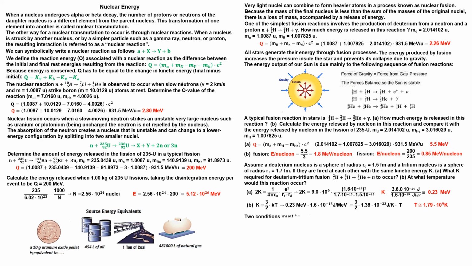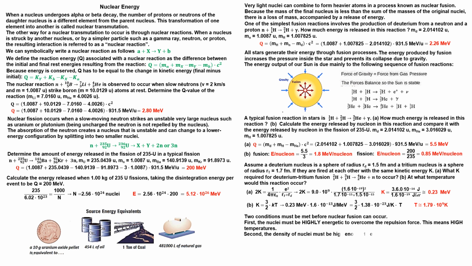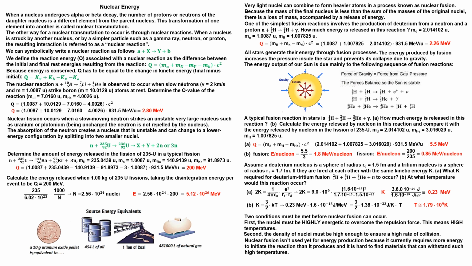2 conditions must be met before nuclear fusion can occur. First, the nuclei must be highly energetic to overcome the repulsion force. This means high temperatures. Second, the density of nuclei must be high enough to ensure a high rate of collision. Nuclear fusion isn't used yet for energy production because it currently requires more energy to initiate the reaction than it produces, and it is hard to find materials that can withstand such high temperatures.